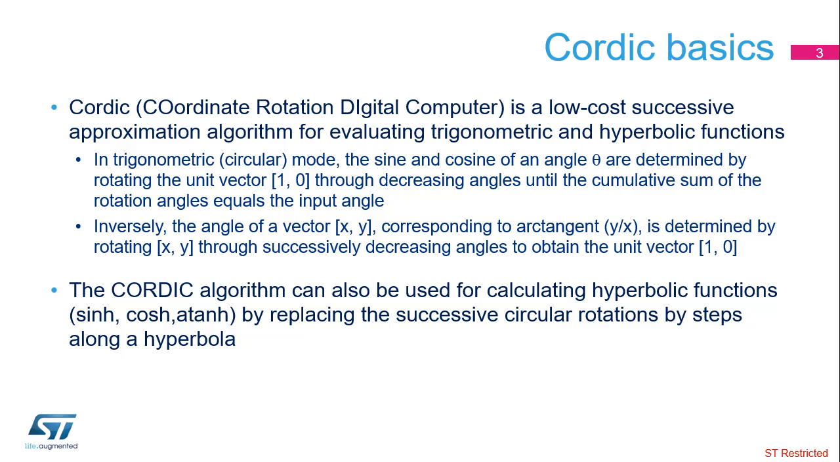Inversely, the angle of a vector (x, y), corresponding to arctangent(y, x), is determined by rotating (x, y) through successively decreasing angles to obtain the unit vector (1, 0). The cumulative sum of the rotation angles gives the angle of the original vector. The CORDIC algorithm can also be used for calculating hyperbolic functions, sinh, cosh, and tanh, by replacing the successive circular rotations by steps along a hyperbola.